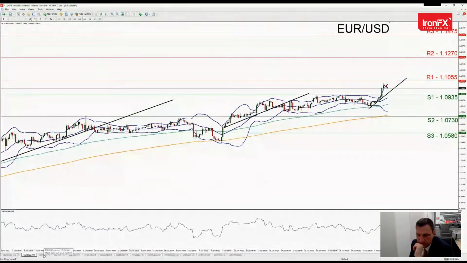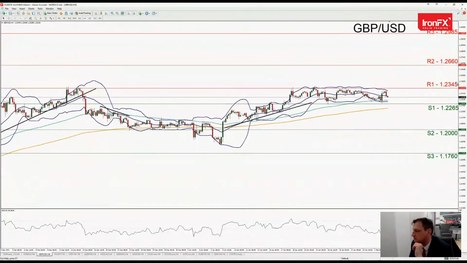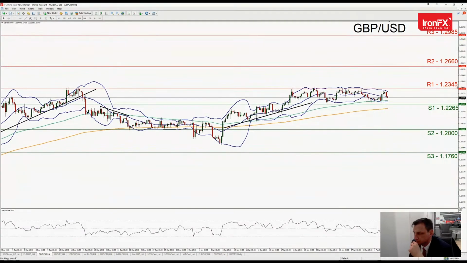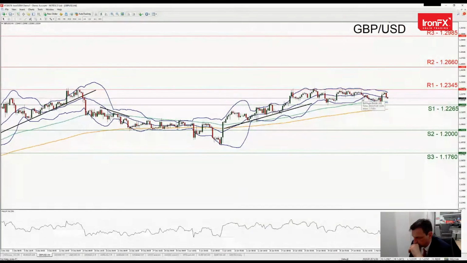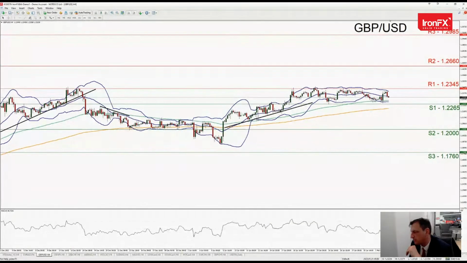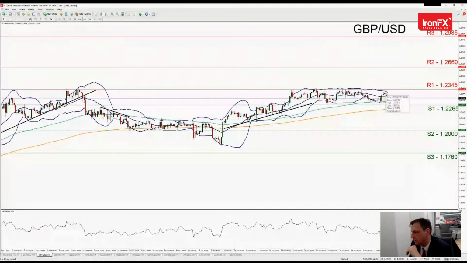Let's have a look at GBP USD. Cable. Nothing changes. You can see how cable dropped, remained relatively stable, yet the Fed's interest rate decision pushed it higher before correcting a little bit lower.